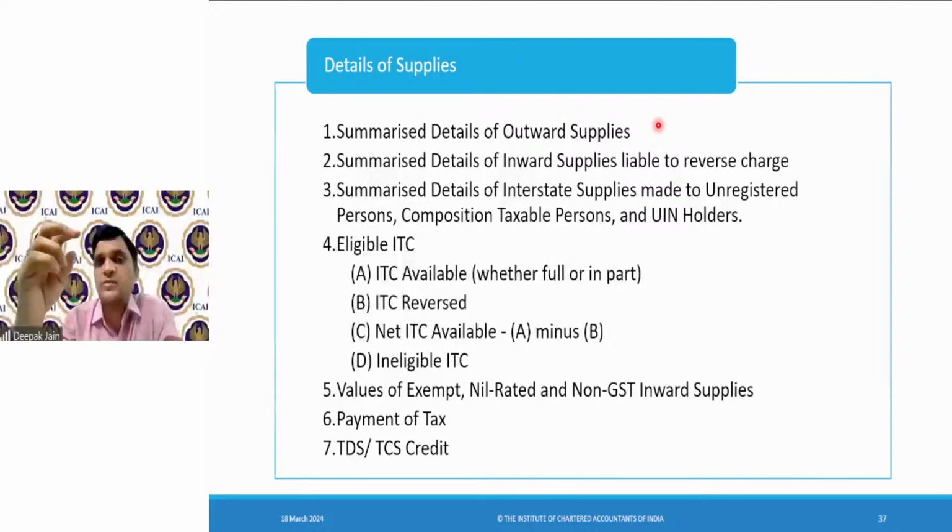Because for GSTR3B to be nil, you should have zero outward supplies as well as zero inward supplies, which means you should not have any credit for this month. Is that the case? I was silent on that, which means you could assume anything. When I've said nothing about it, it means there may be some inward supplies. So you will not be able to file a nil GST return. If you file a nil GST return, then you cannot claim the credit. So if you have any inward purchases on which reverse charge is payable, or any inward purchases on which you have to claim credit, in that situation you cannot file a nil GSTR3B return.